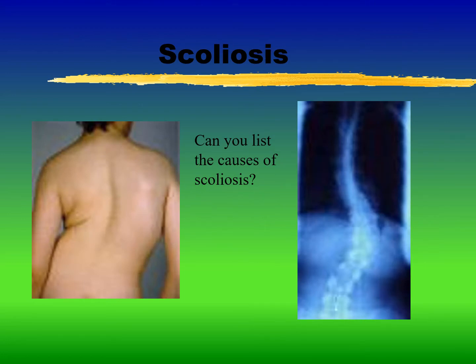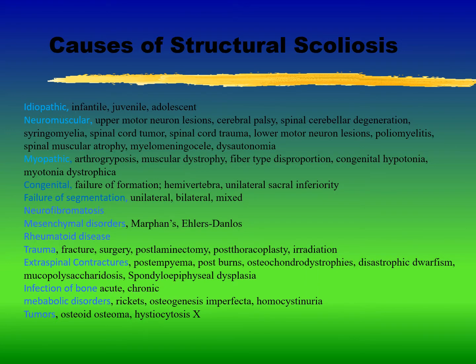We're going to move on to the topic of scoliosis. Can you list the causes of scoliosis? You may think that's a simple list, but things that can create curvatures or adaptations of the spine are numerous. We have two major categories for classifying our scoliosis. One is structural scoliosis. If you look at this list here, it gets pretty complex looking at all the different ways that a structural scoliosis can develop in a patient.